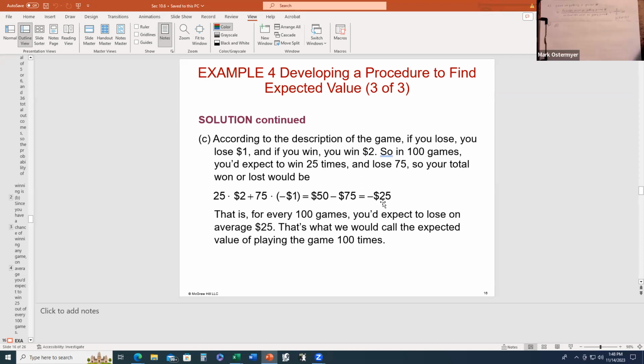So I have a question for you. If this is a game that's played at a casino, let's say, who does it favor? The player or the house? Does this game favor the player or the house? The house. Definitely the house.